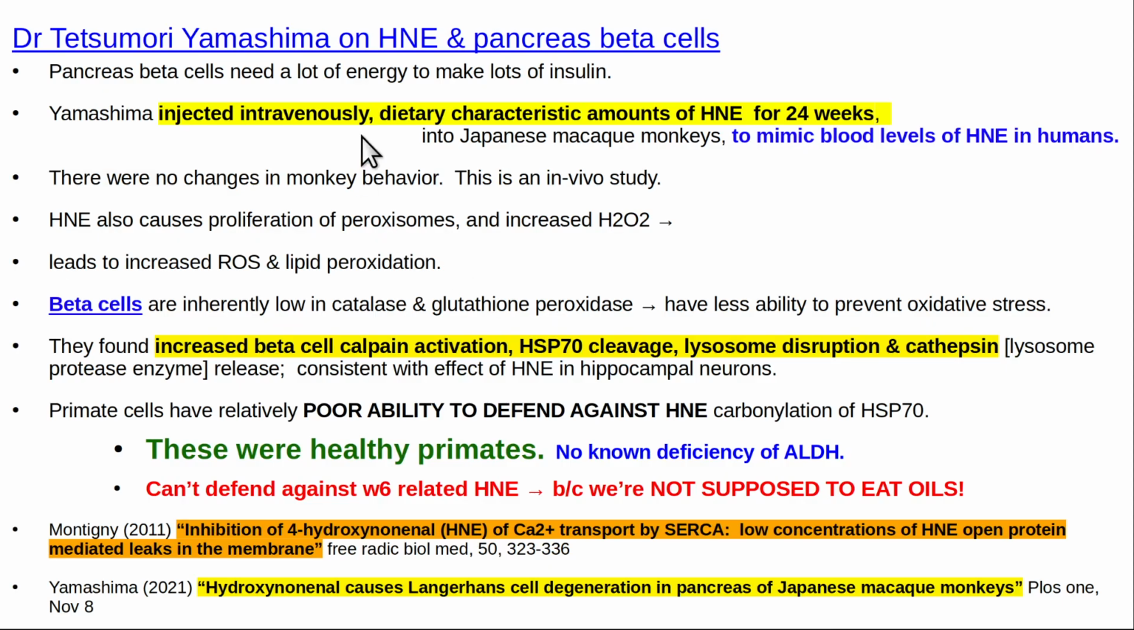Okay, this is one study where he injected intravenously typical diet-related amounts of hydroxynonenal, to see if he could mimic the blood levels of HNE he sees in humans, and he was showing how that destroys beta cells in the pancreas. He goes through that whole same mechanism we just talked about with the heat shock proteins, disruption of the lysosomes, and activation of proteolytic enzymes. And these are healthy primates. They didn't have any of these enzyme deficiencies like the Asian flushing syndrome patients. So here are the papers on these subjects. Here's the Yamashima paper. Here's a paper by someone else talking about these things.